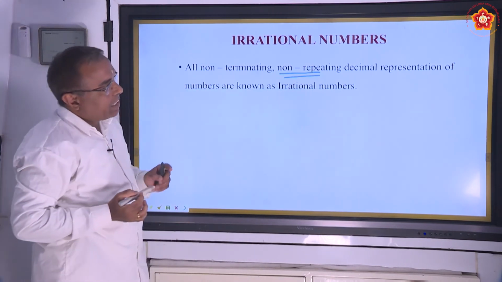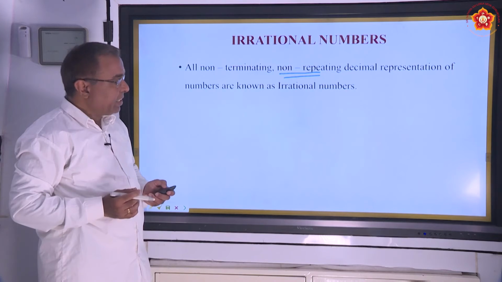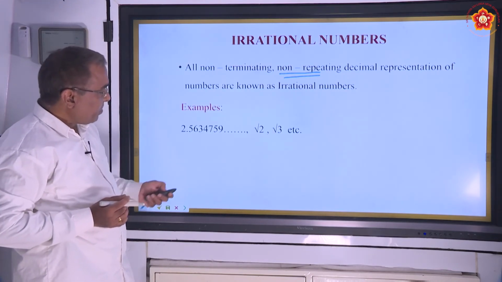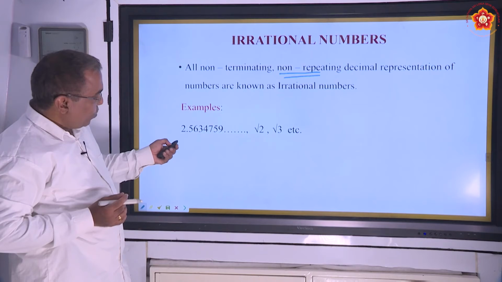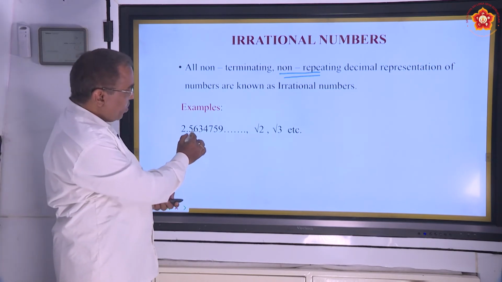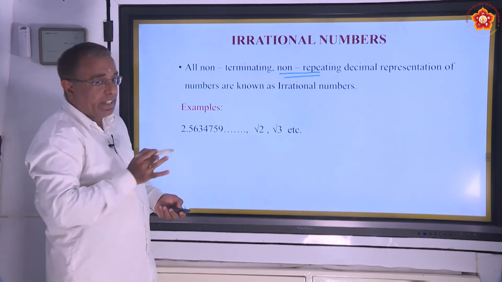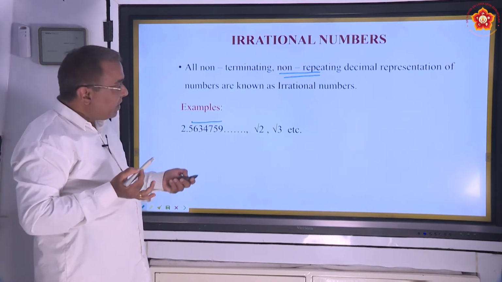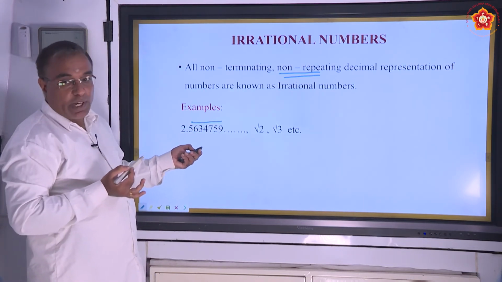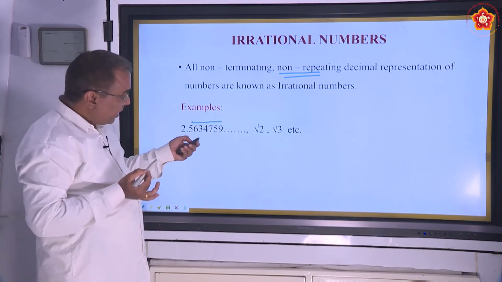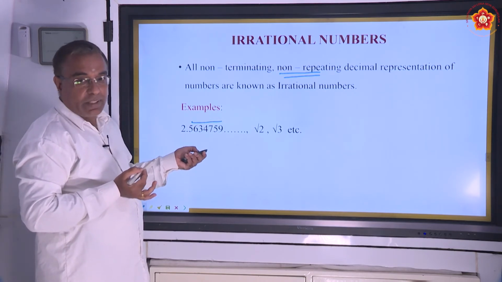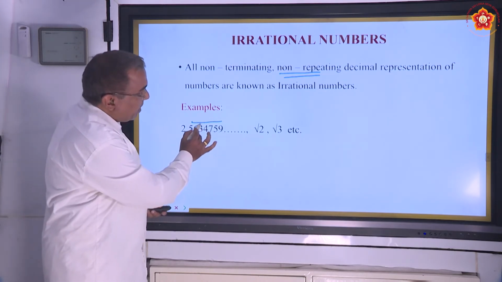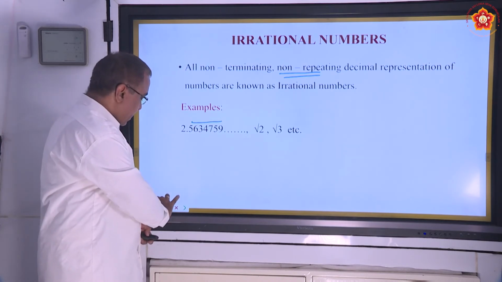Such decimal representations we call irrational numbers. We will discuss some examples. Look at these examples. 2.56, the numbers are not repeated, 2.56, 3, 4, 7, 5, 9 like that. Suppose I am putting a bar like this, then it means the numbers are repeated. In that situation it will become a rational number. Are you getting the difference, students? Here in this case it is non-repeating, so it is irrational.